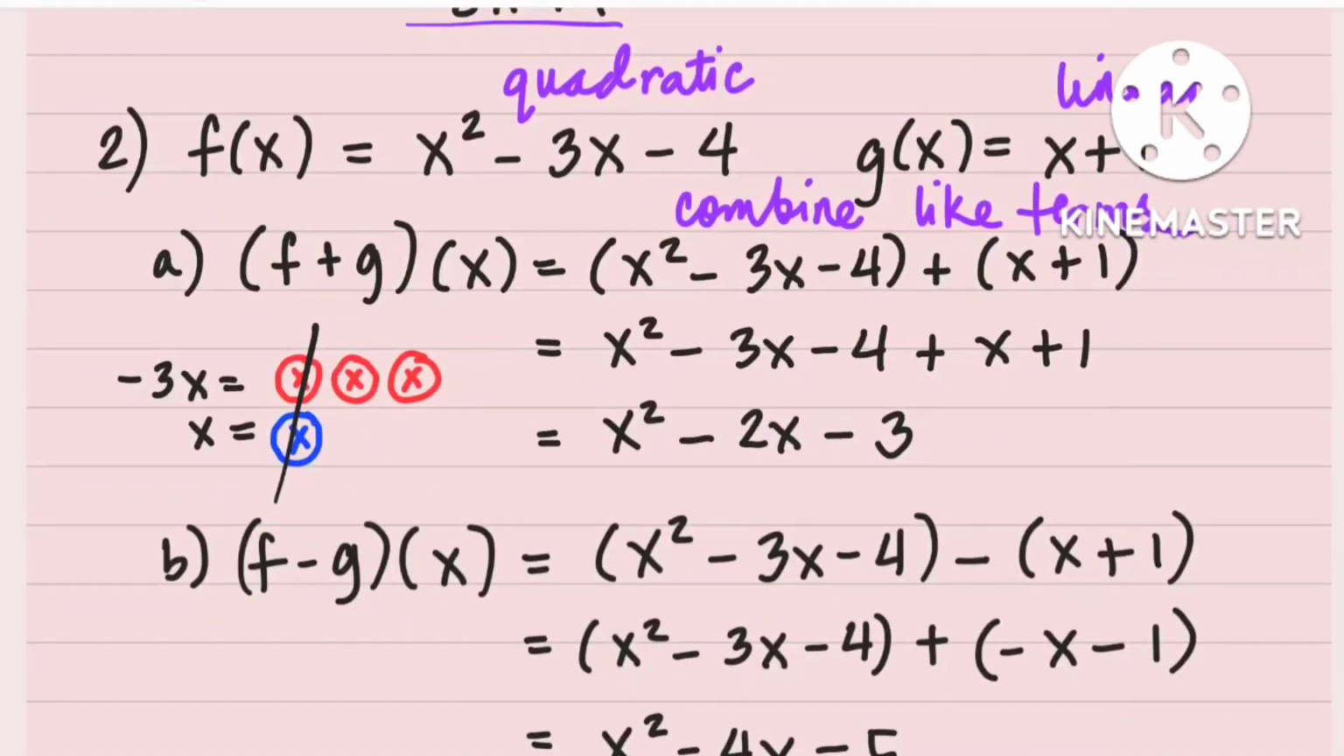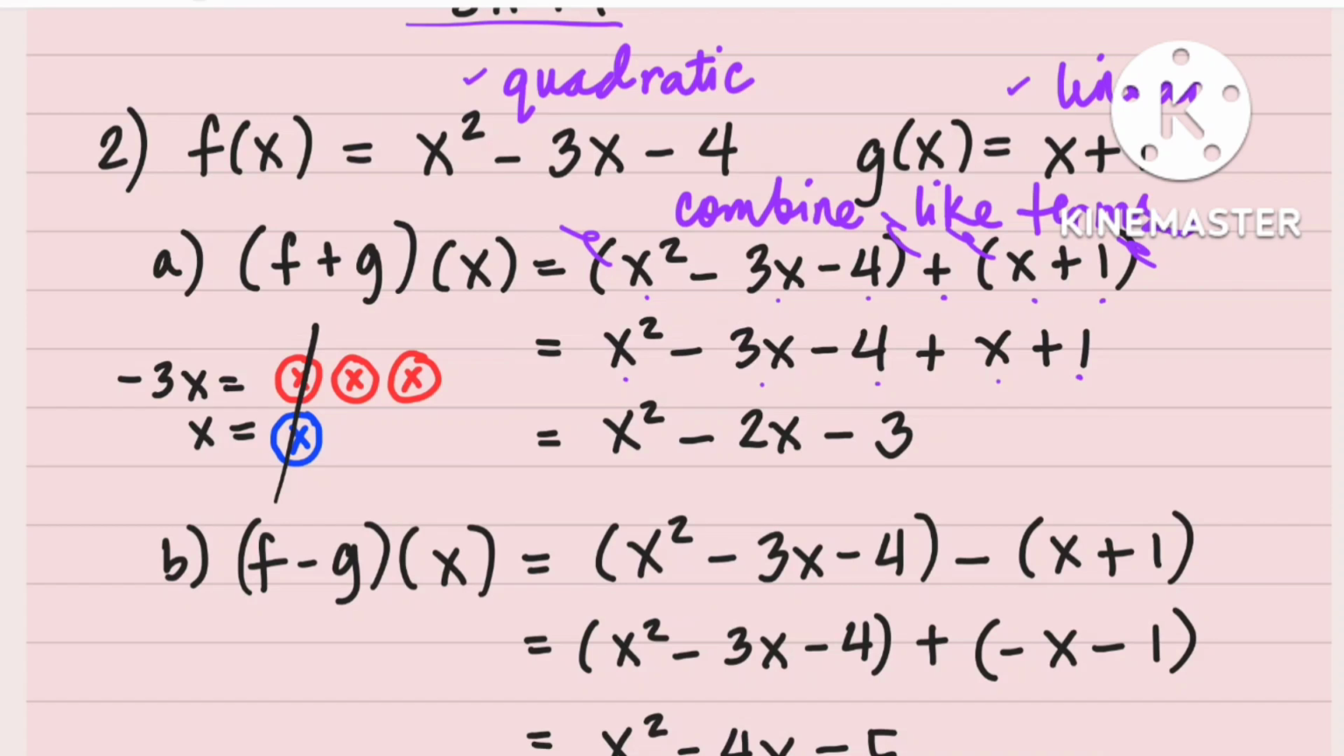For our second example, we will be solving a quadratic function and a linear function. For the sum, we will have x squared minus 3x minus 4 plus x plus 1. Since this is addition, we need not write parentheses because there's no complication. We can directly write every term without grouping them.